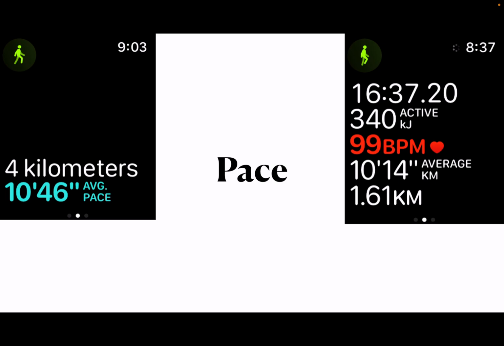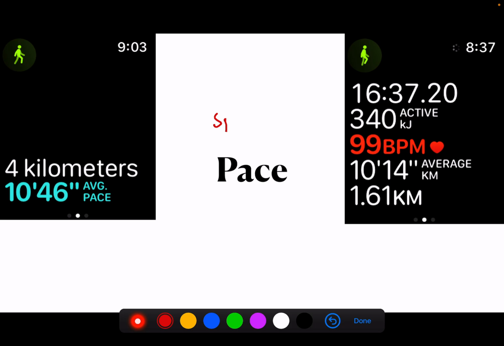Today's lesson is about pace. Pace is the reverse of speed. And by reverse, I mean mathematically, it is the reciprocal of speed. So where speed is distance over time, pace tells you the time per certain amount of distance.